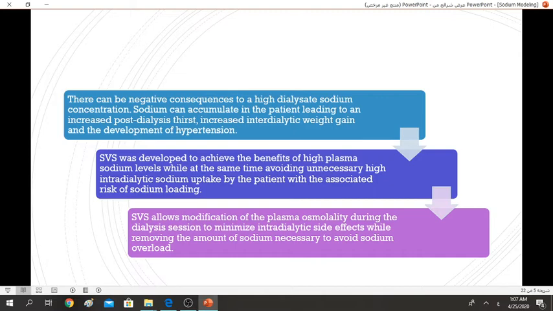Sodium variation system was developed to achieve the benefits of high plasma sodium level while at the same time avoiding unnecessary high intradialytic sodium uptake by the patient with the associated risk of sodium loading. Sodium variation system allows modification of the plasma osmolarity during the dialysis session to minimize intradialytic side effects while removing the amount of sodium necessary to avoid sodium overload.